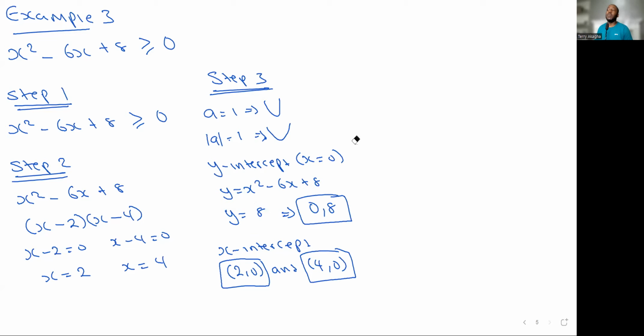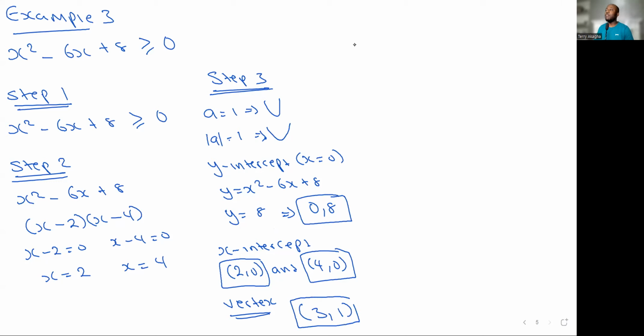Yep, 0 and 8. Then also, we need to find the vertex, okay? We need to find the vertex, and when you solve this, you can use the formula method or the completing the square method. You will find the vertex to be 3 and -1, okay? So you can find the vertex to be 3 and -1.